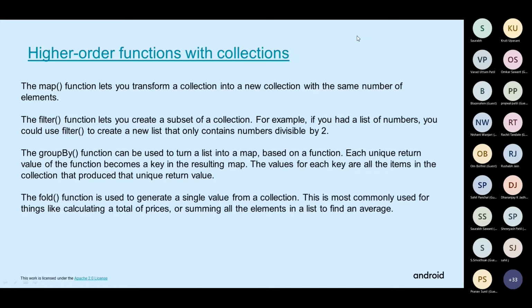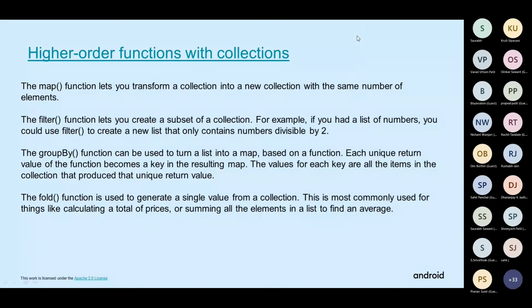After that, we have the group by function. This can be used to turn a list into a map. This is similar to the first one we mentioned, based on a function. Each unique return value of the function becomes a key in the resulting map. The value for each key are all the items in the collection that produce that unique return value.